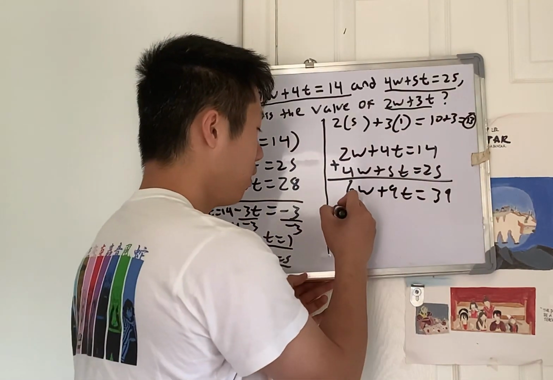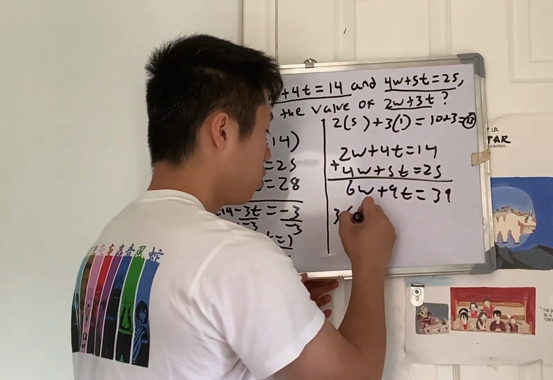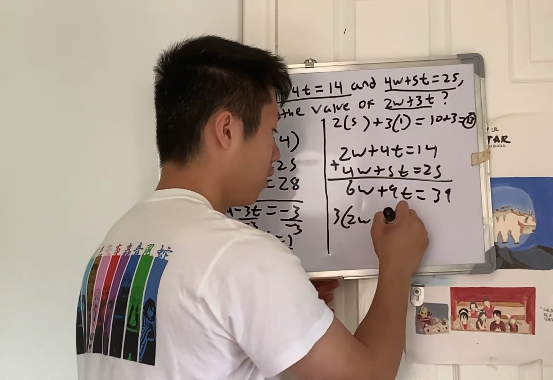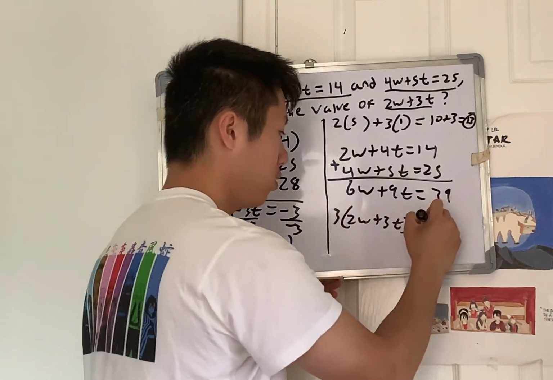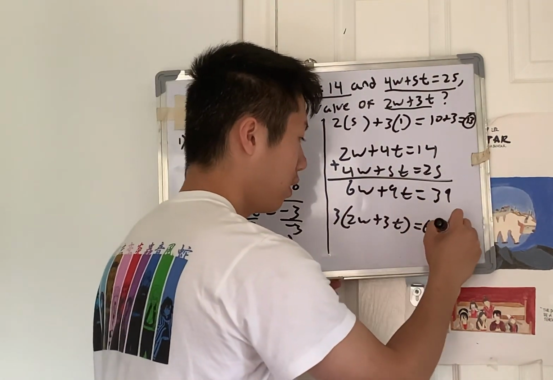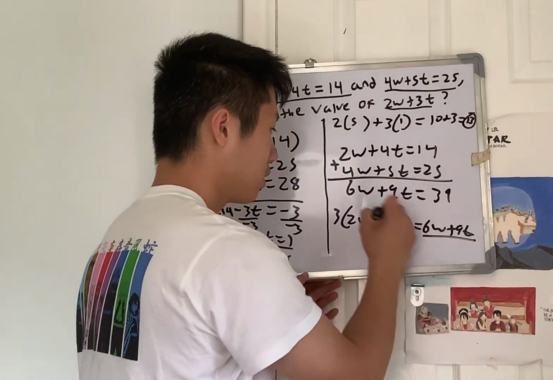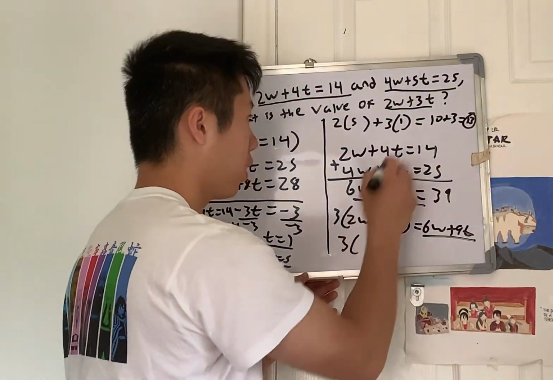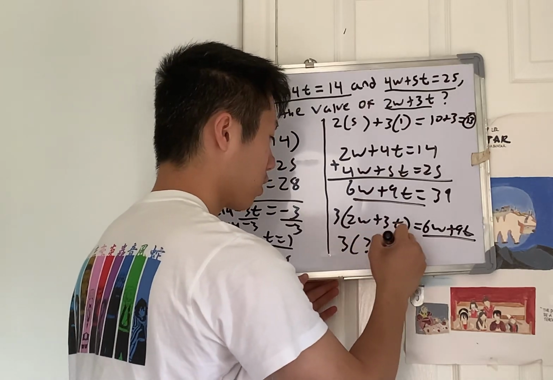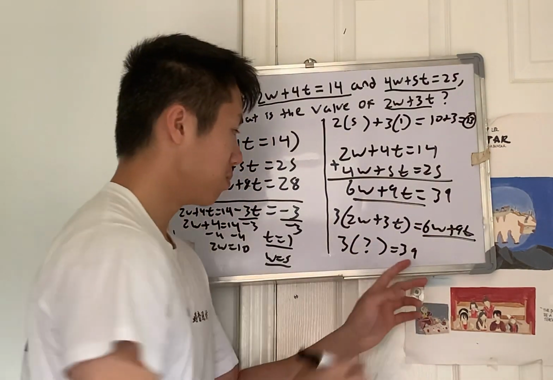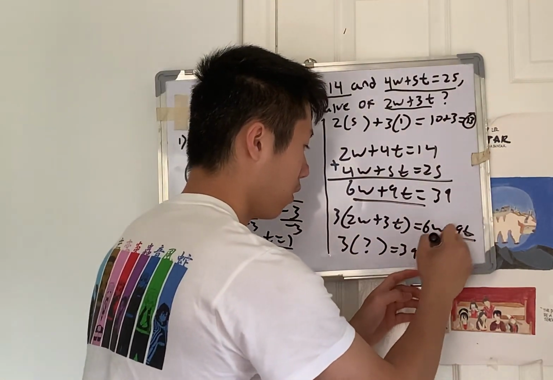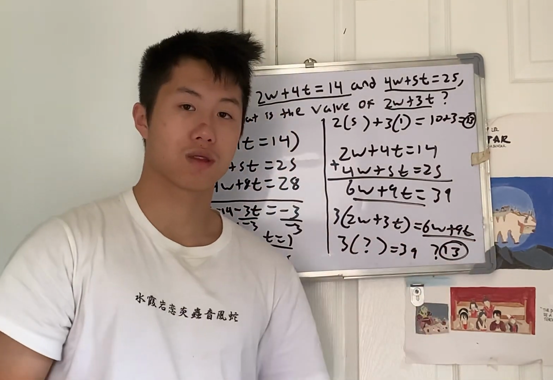So what times what is 39? Because, as I said before, 3 times 2w plus 3t is equal to 3 times 2w, 6w, 3 times 3t, 9t. This is equal to this. So 3 times what value, question mark, is equal to 39? Well, that question mark is 13. 13 times 3 is 39.